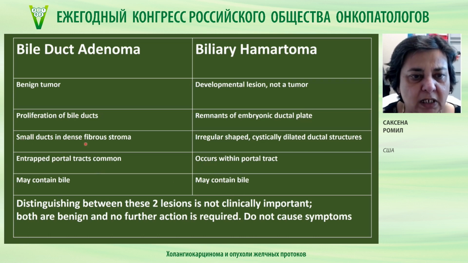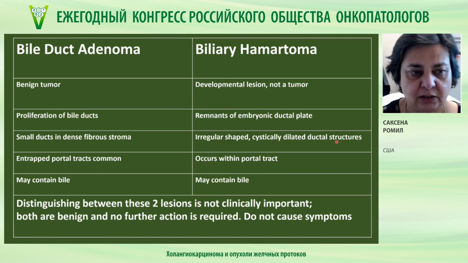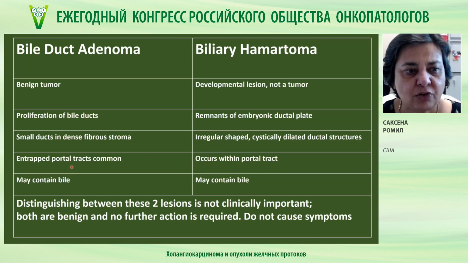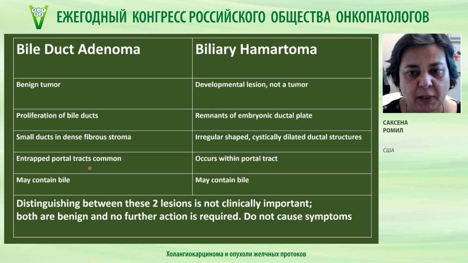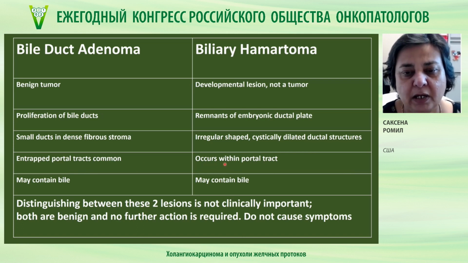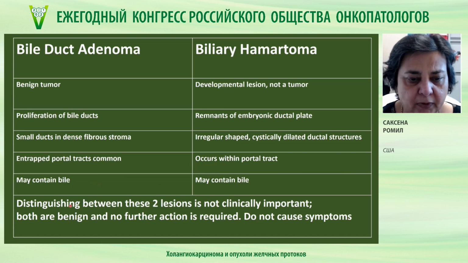We have small ducts in a dense fibrous stroma in the bile duct adenoma, whereas in a biliary hamartoma, these are irregularly shaped, cystically dilated ductal structures. Entrapped portal tracts are common in a bile duct adenoma. The biliary hamartoma, however, occurs within a portal tract, and both of these may contain bile.